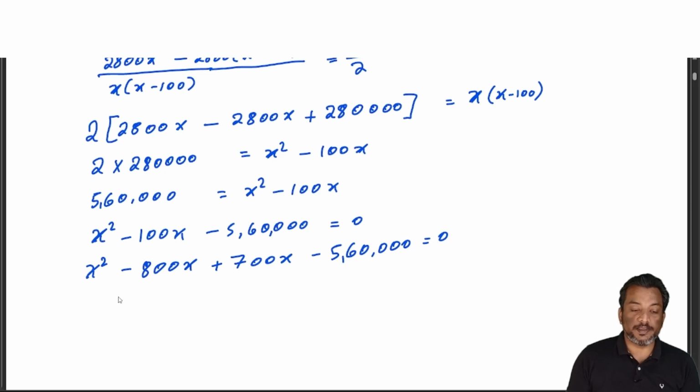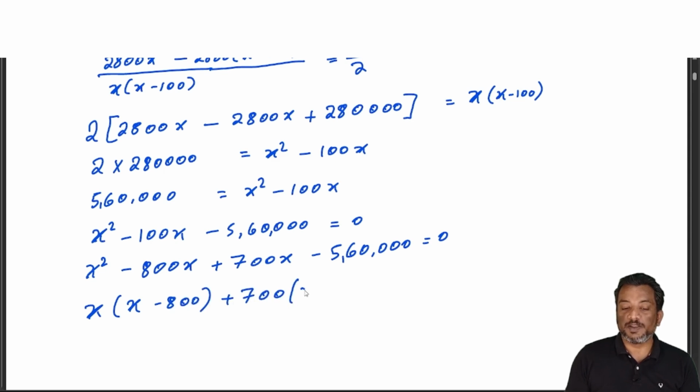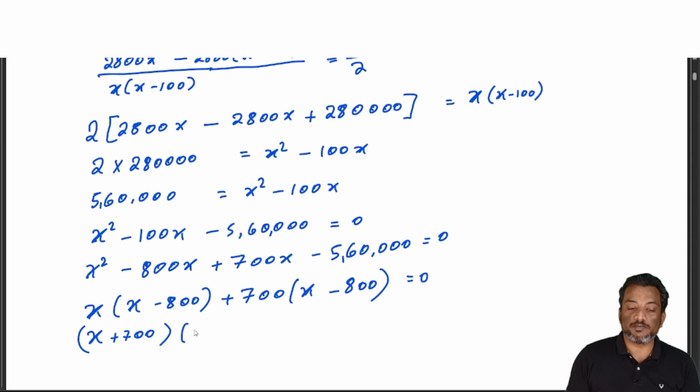So you can take x common between first and second term. So you will get x minus 800. Same with, you can take 700 common. So 700 times x minus 800, okay, is equal to 0. So you can say now x plus 700, this is your first term, and second term x minus 800, okay, is equal to 0. Hope you understand this one, how we have found it.